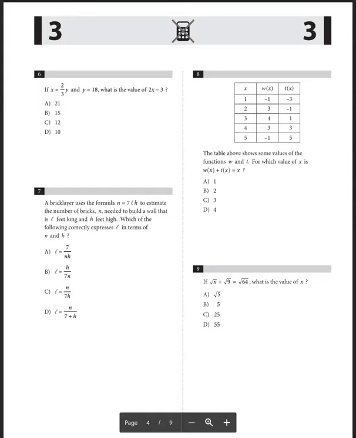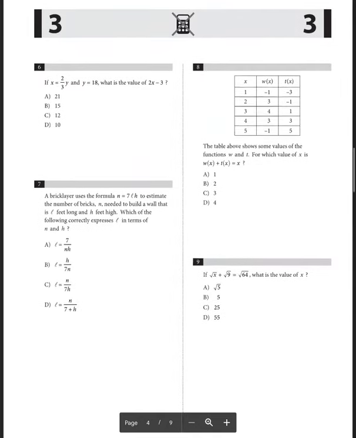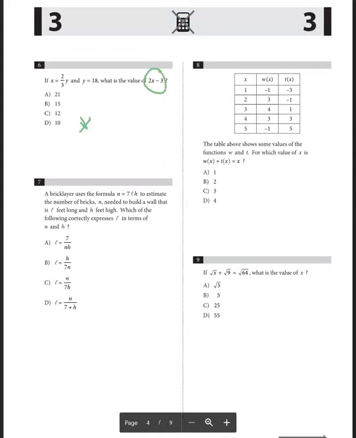So really, we're just plugging in the value for x. Let me find what x is first, and we'll plug it into 2x minus 3. X is equal to 2/3 y. It says that y is equal to 18. So all you have to do is multiply that.